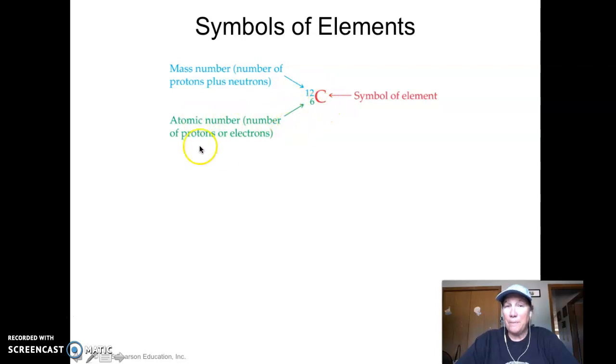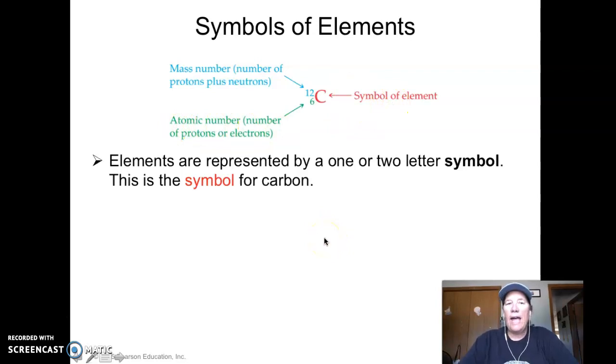And then the atomic number is the number of protons. That number never changes. We're going to talk about isotopes today, and we can change the number of neutrons, but we never change the atomic number, because if you change the atomic number, you change the number of protons, you change the element. This is how they write it out a lot: a number on top, that's the mass; a number on the bottom, that's the number of protons, or the atomic number; and then your symbol.